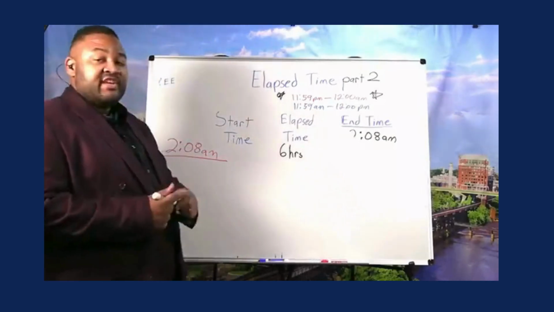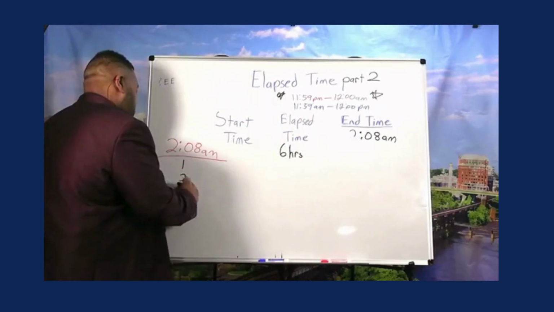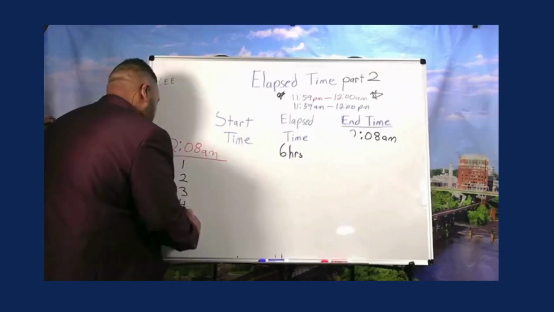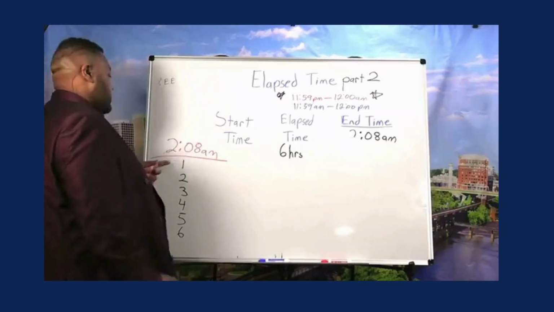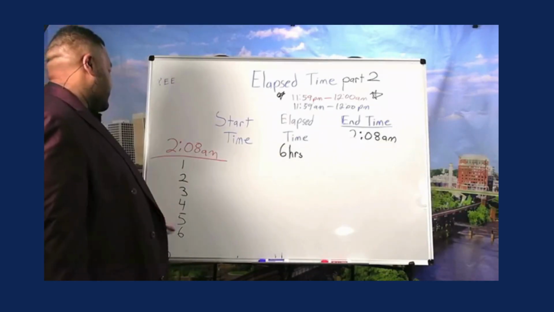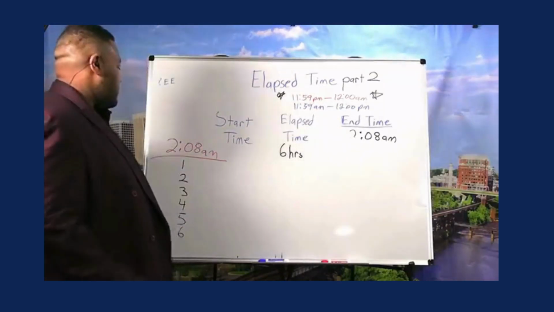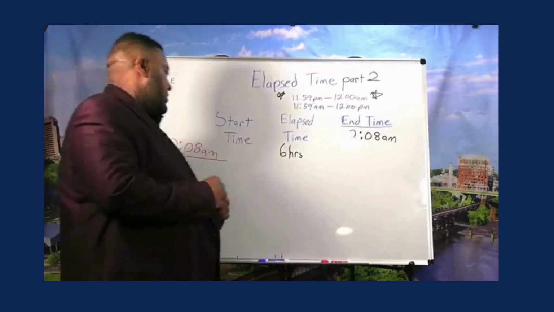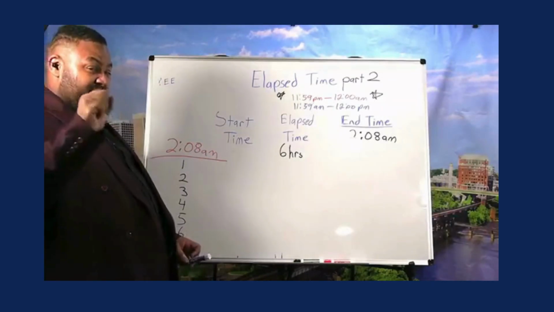And how many do we need to write? We need to write 6. 1, 2, 3, 4, 5, 6. Watch carefully. A bell's about to go off. A siren's about to go off in just a few minutes.